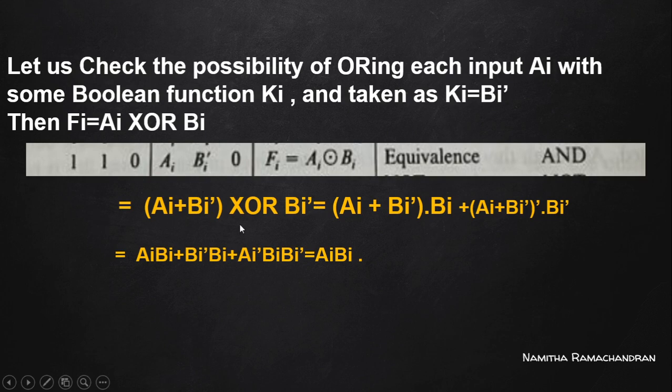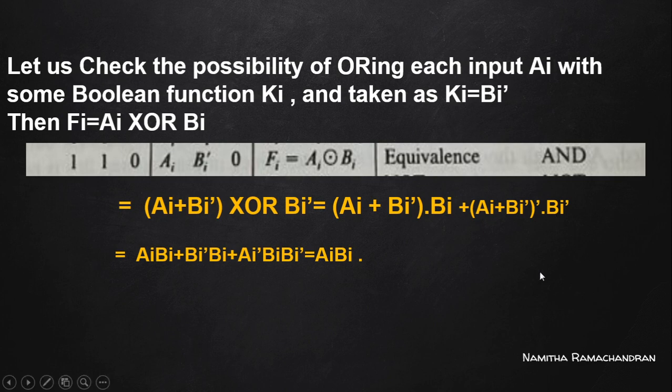So, substituting this into the full adder output function, that is (Ai plus Bi complement) XOR (Bi complement), it becomes (Ai plus Bi complement) and Bi complement, all complement, which is Bi itself, plus (Ai plus Bi complement), all complement, and Bi complement.